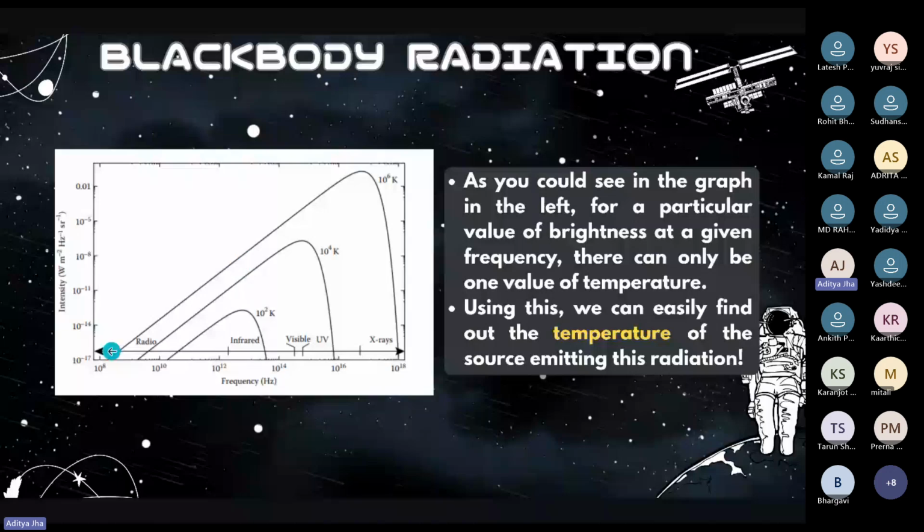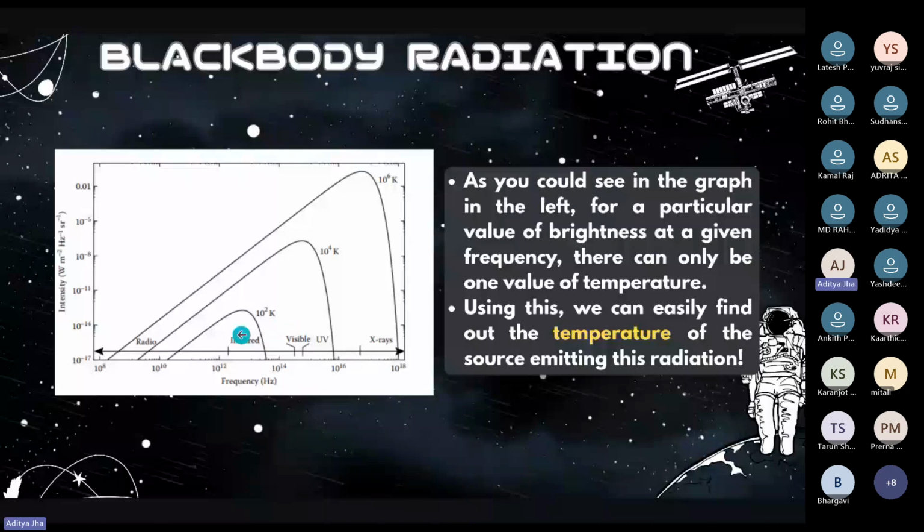Because if you try to plot, from a particular source, the intensity versus frequency values of the radiation coming from it, then you'll get a graph like this. So this is for 10 raised to 6 kelvins. If you try to decrease the temperature, then the graph will start shifting and also going downwards like this. And as you keep decreasing it, it will keep shifting and going downwards.